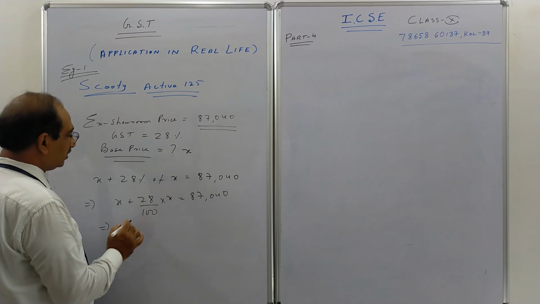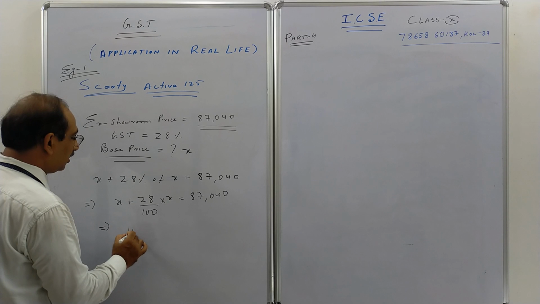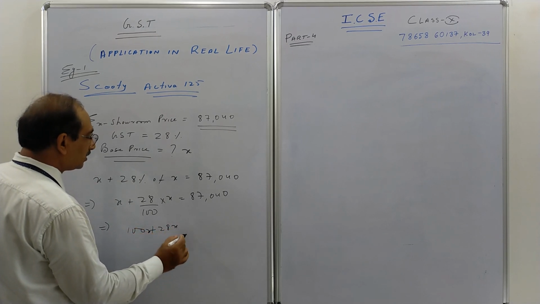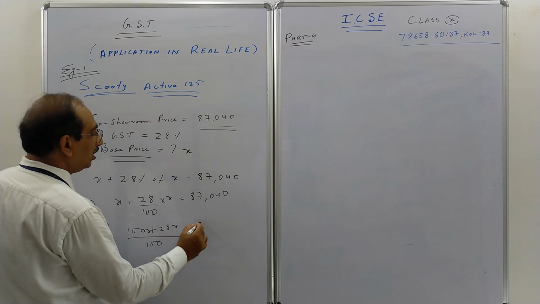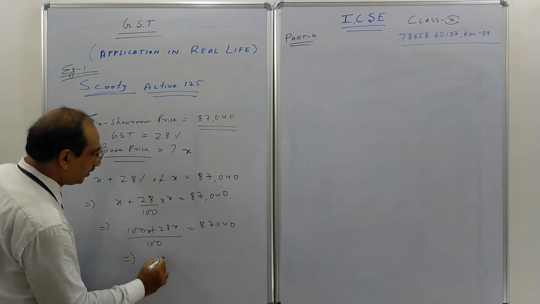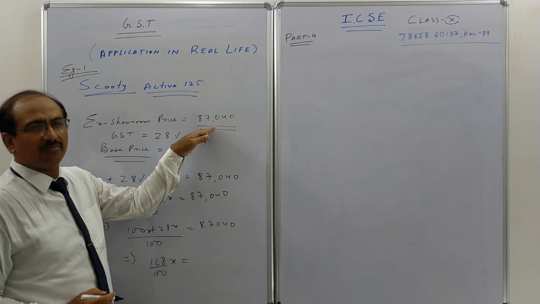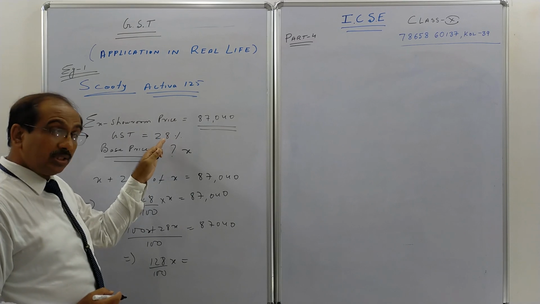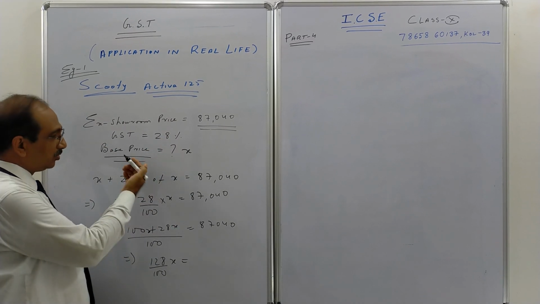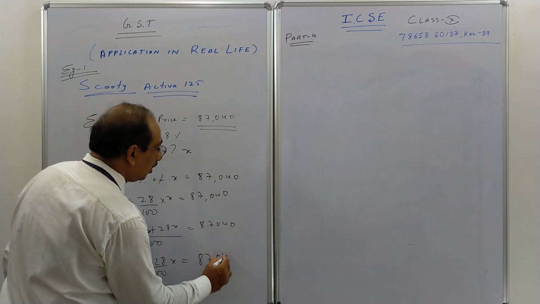Let us see if just GST is 28%. So this is 100x plus 28x by 100 is 87040. So this is 128x by 100. This is the traditional method. This is the price after GST. You know the GST as a percentage. What is the price before GST, what we call the base price? This is how you do it.